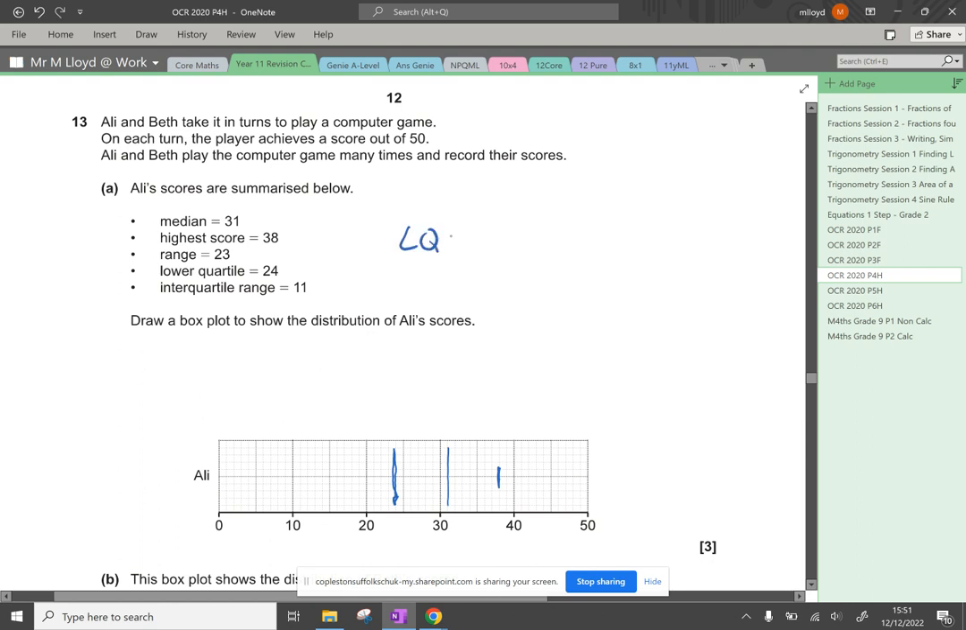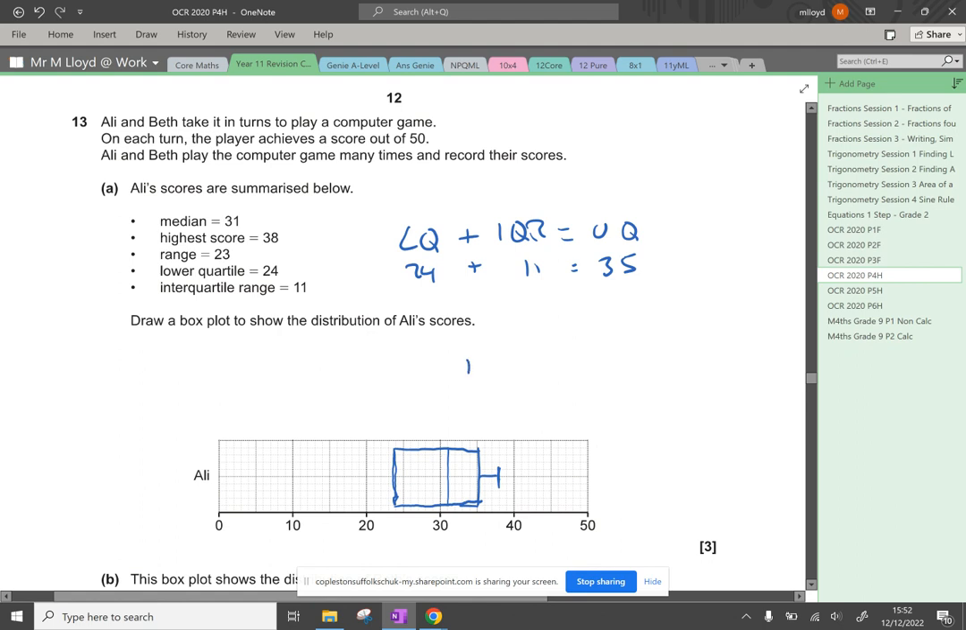So the LQ plus IQR will give us the UQ, the upper quartile. So the lower quartile, 24, plus the interquartile range of 11 gives us 35 for the upper quartile. So that can go there. And I can complete the box part of this box plot, or box and whisker graph. I can also draw that bit up.